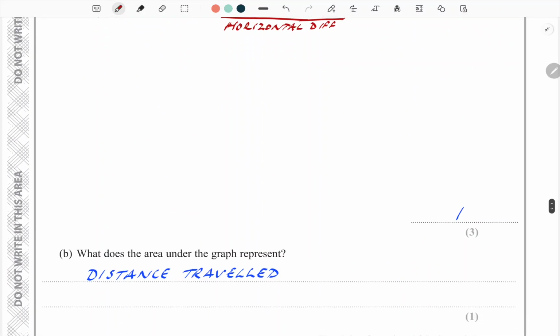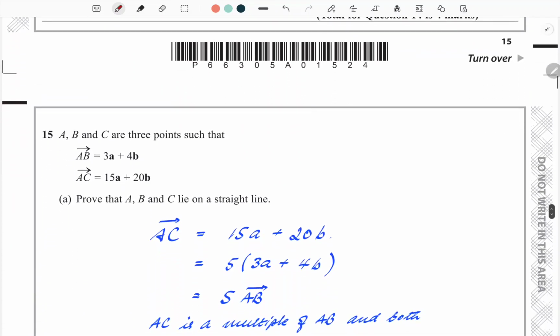And the last bit of that question: what does the area under the graph represent? Area under a speed time graph is always the distance traveled. Nice and simple.